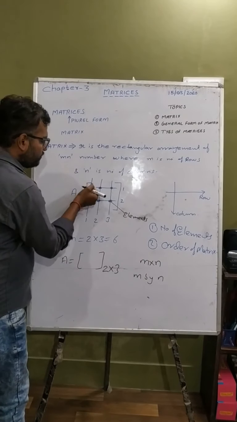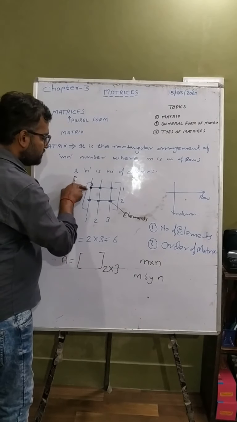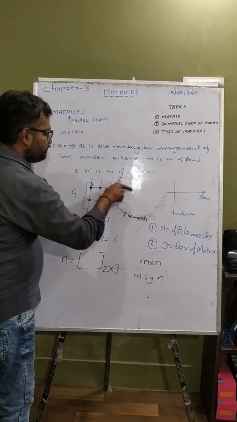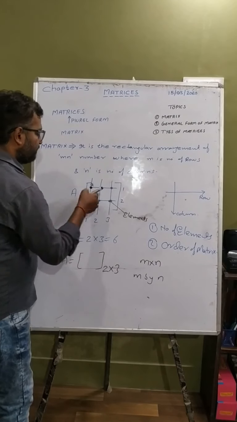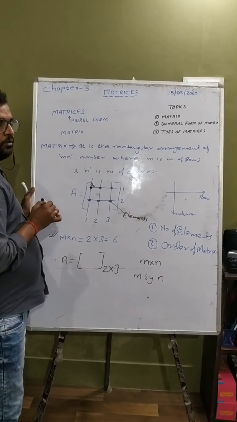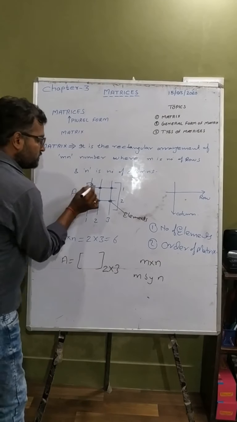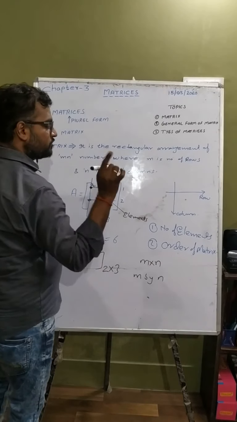What is the name of this position? So how to identify the position? Actually, this element is at which place? The first row. And which place? The first column. Then it is named as A11. A11 means this 1 represents the first row and 1 represents the first column.